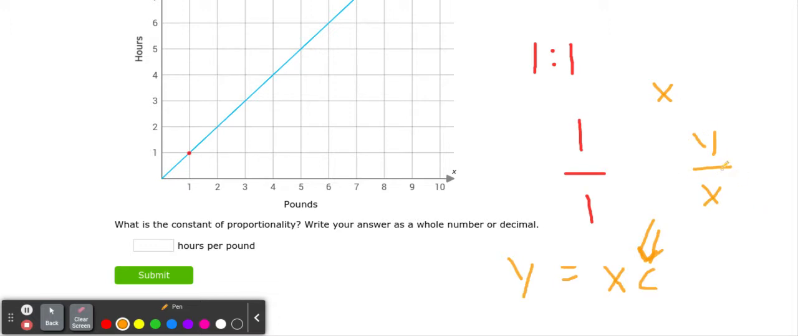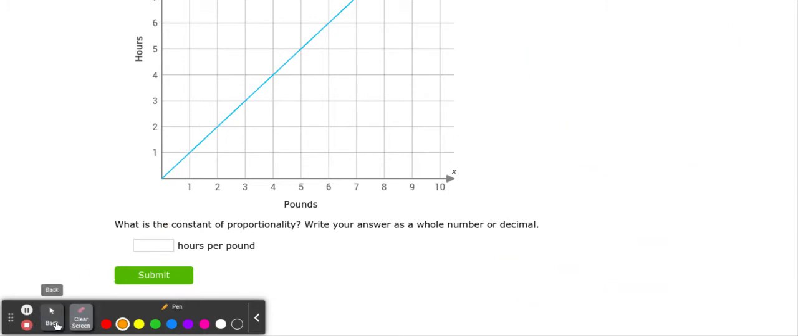Now, we're going to put y, so that basically equals the same thing, right? 1 equals 1. 1 over 1 basically equals 1, so we're pretty much done there. And 1 over 1 would be our constant of proportionality, so 1 would be the answer. Let's check our work.